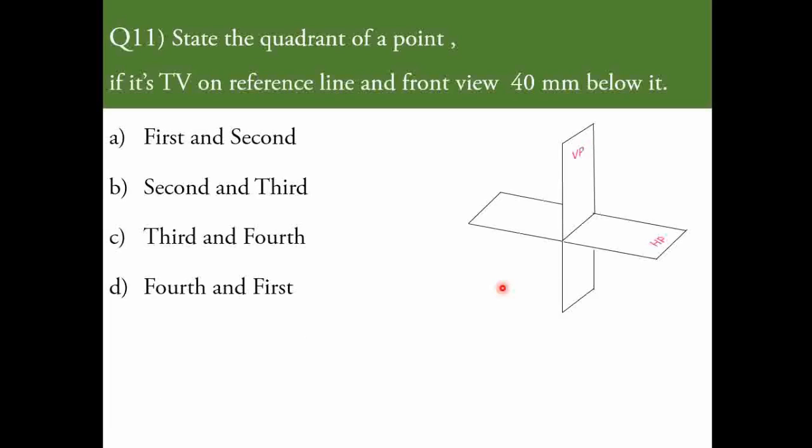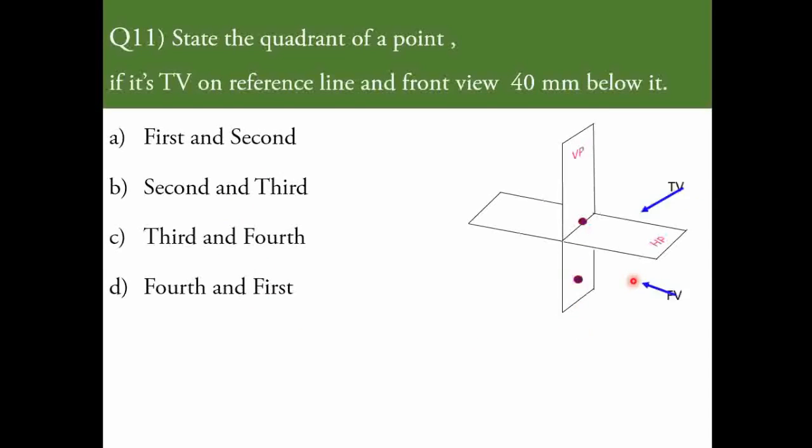Once again we will discuss with the help of the actual position of the point in the quadrant. Okay, these are the four quadrant representations. If the top view is on the reference line and front view is 40 mm below it, as per the final positions of the views, we have to identify the quadrant, whether it is in the first and second, second and third, third and fourth, or fourth and first.